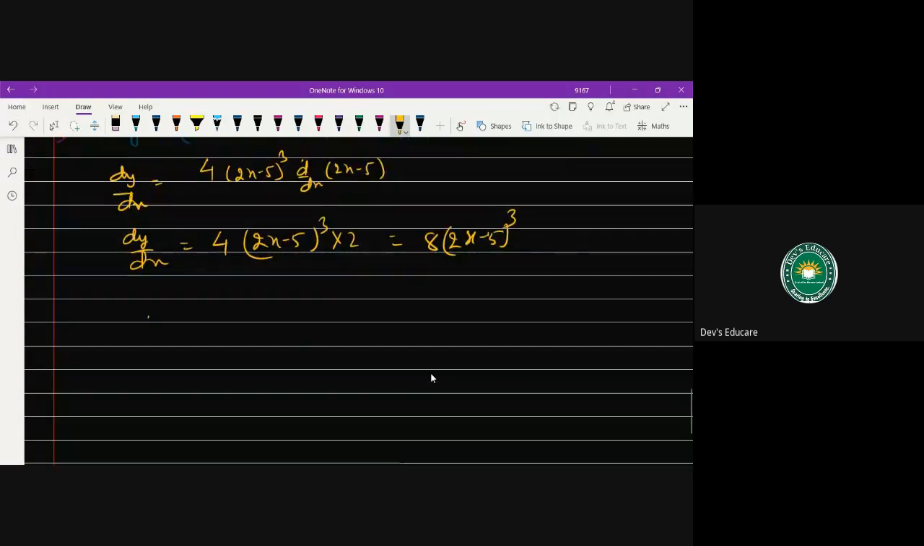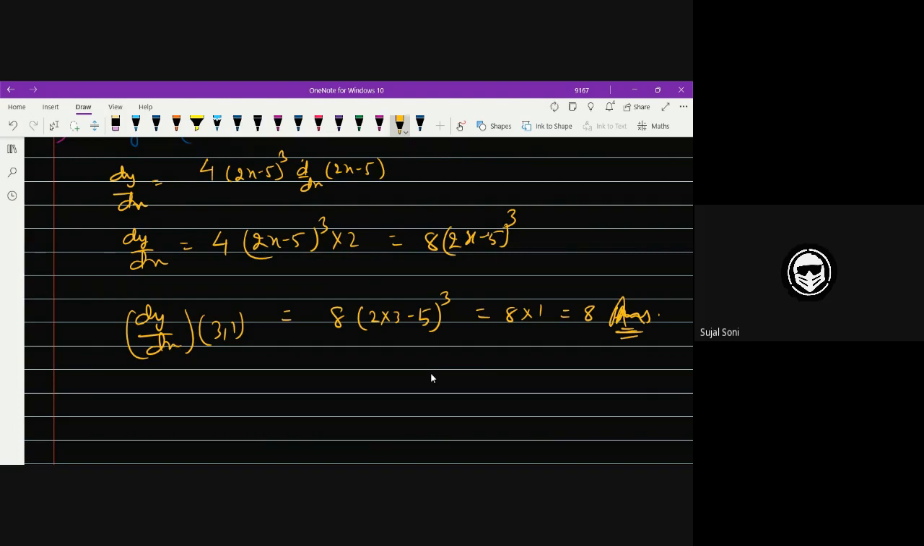So dy by dx at 3 comma 1. Okay, this will be 8 times 2 into 3 minus 5 to the power 3 equals 8 into 1 equals 8. So this will be the gradient. Check your answer, Sujal. The answer will be 8. Yes, that will be 8.